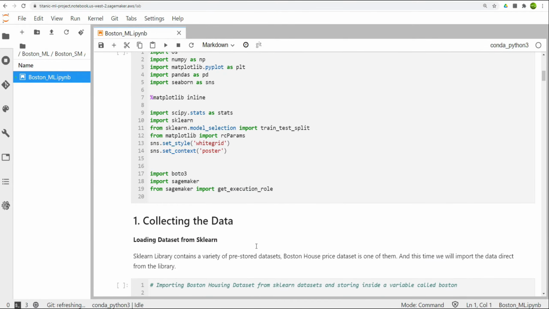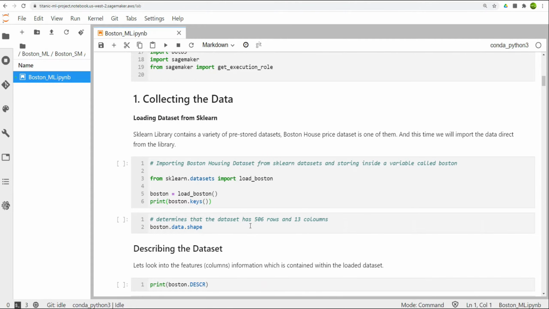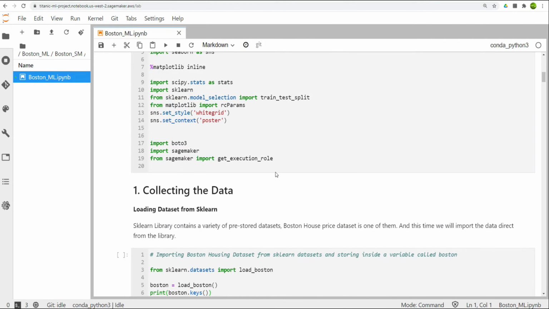Previously, we imported our dataset from the S3 bucket, but this time, we will use the scikit-learn library pre-stored dataset. Here you can see that I'm loading the Boston dataset from the sklearn datasets, and then we are loading the dataset to the variable name boston. The keys function here will return the dictionary for the dataset. Now let's run this cell.